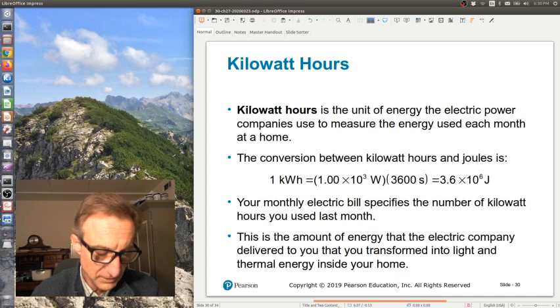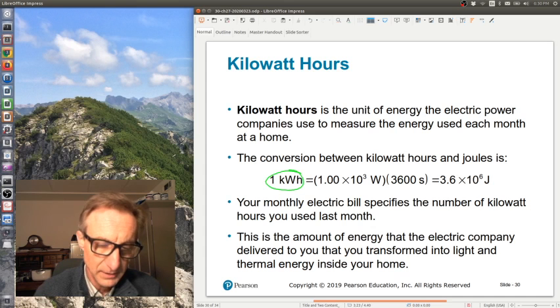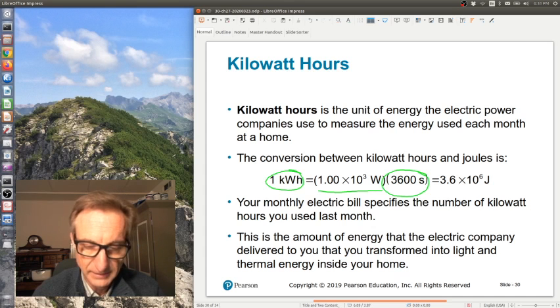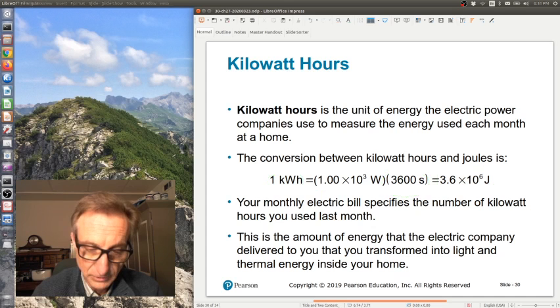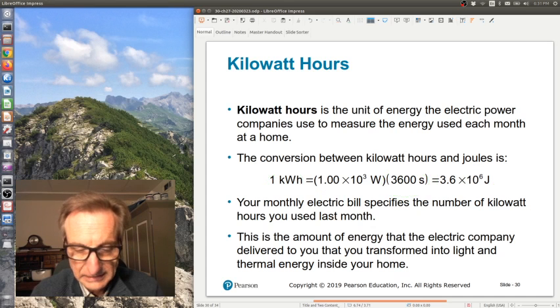The conversion between kilowatt hour and joules is done as follows. 1 kilowatt hour is 1,000 watts times 3,600 seconds, which is an hour, and that gives us 3.6 times 10 to the 6 joules, or 3.6 megajoules. So 1 kilowatt hour is about 3.6 million joules.